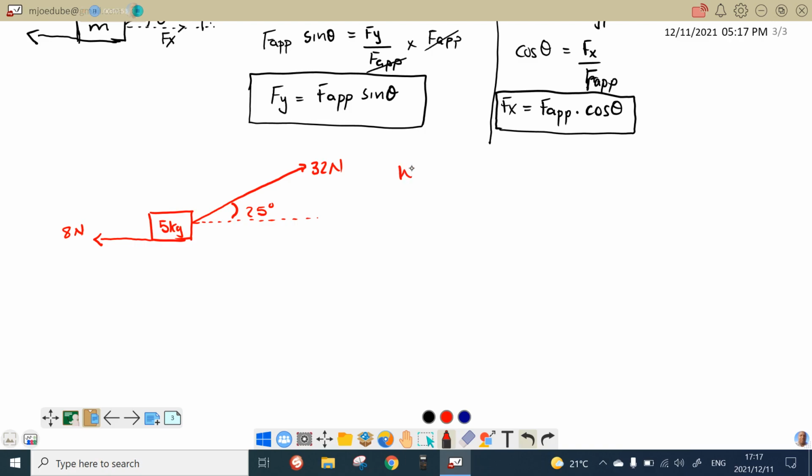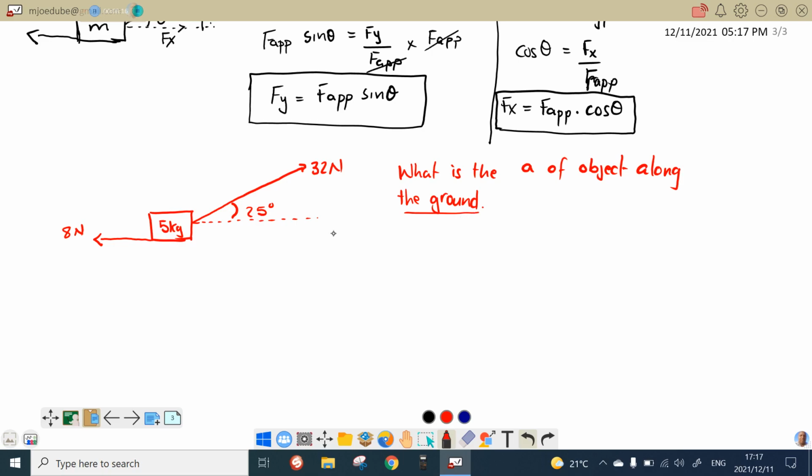We would like you to calculate the acceleration of the object along the horizontal plane. What is the acceleration experienced by the object along the ground?